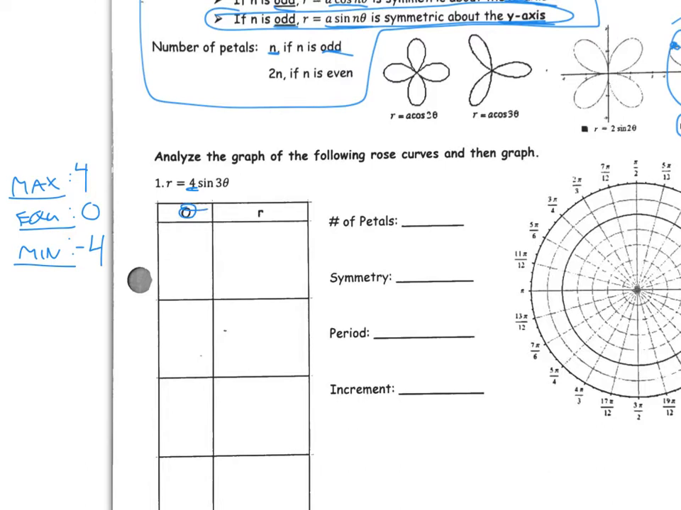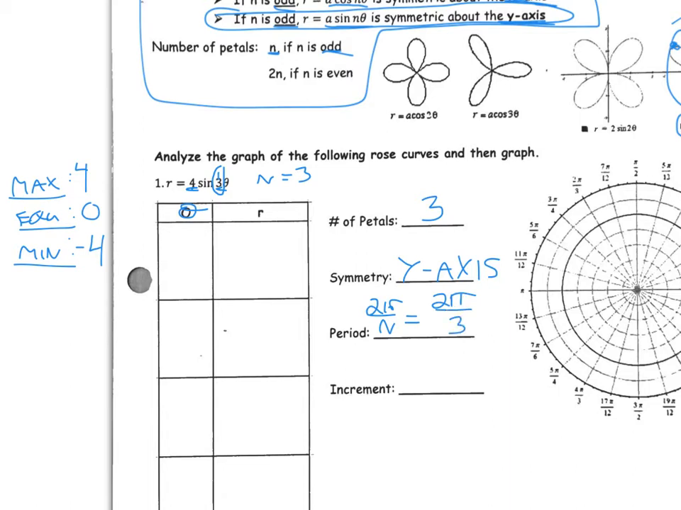Now the number of petals, since this is odd, since n is 3, we're going to get n petals, which in this case is 3. And then symmetry for this, it's going to be symmetric to the y-axis. This is really going to help us get the graph of this more quickly if I know this. Now the period, our normal period for a sine wave is 2 pi in the unit circle. Remember the period was 2 pi over b. Well, in this case, it's like we're replacing that b with the n. So the period is going to be 2 pi over n, which is 2 pi over 3.